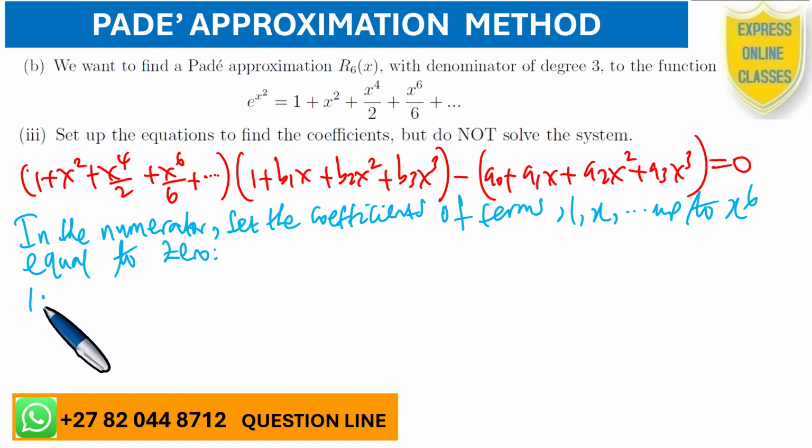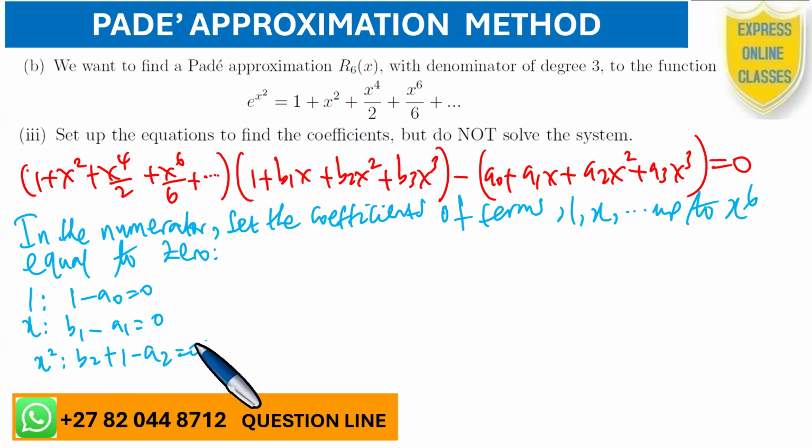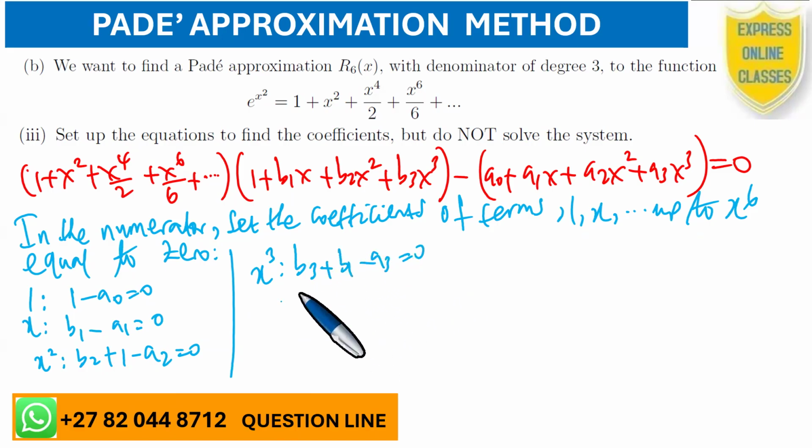For 1, 1 minus a naught is 0. For x, b1 minus a1 is 0. For x squared, b2 plus 1 minus a2 is 0. For x cubed, b3 plus b1 minus a3 is 0.